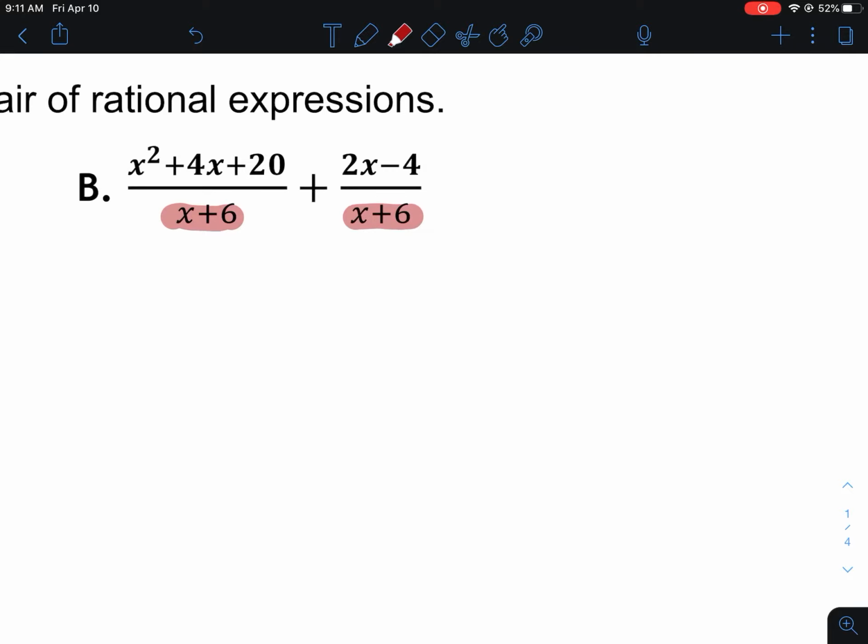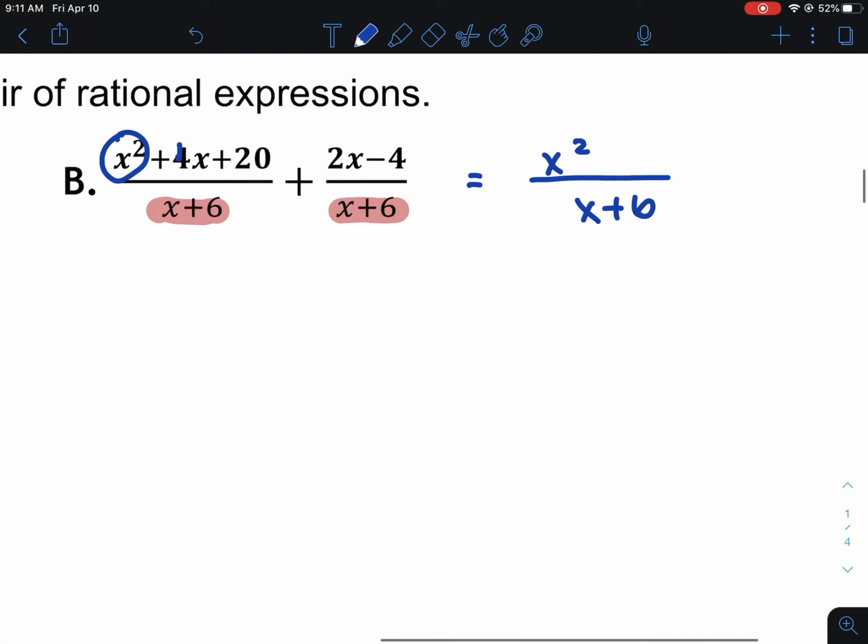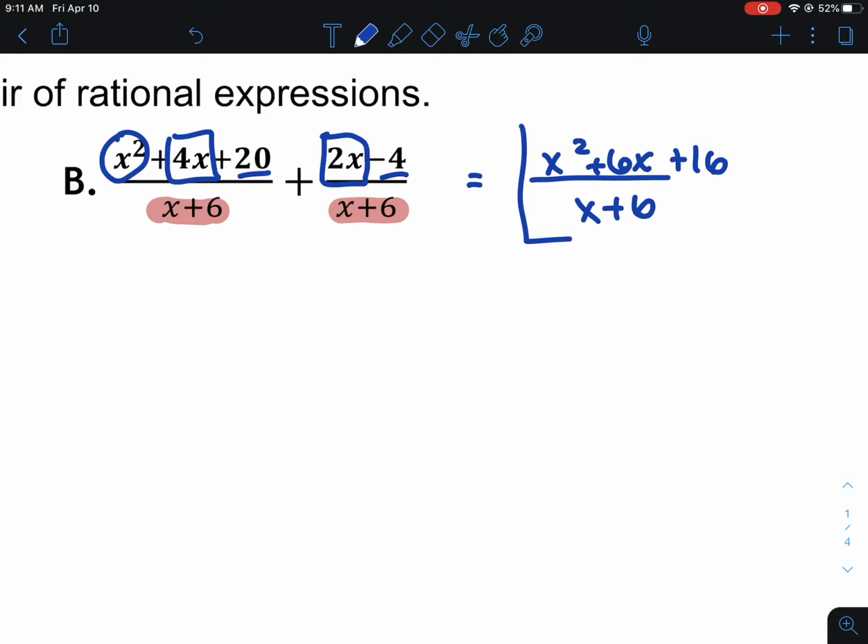All right, so we have the same denominator. And then I'm just going to add the top. Nothing adds with x squared. 4x and 2x gives me 6x. I need to see if that was a plus or minus. That was a plus. So 20 minus 4 is 16.